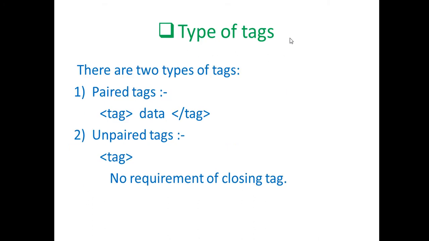So what are the types of tags? There are two types of tags: paired tags and unpaired tags. Paired tags have an opening tag and a closing tag. In the unpaired tag, there is no requirement of a closing tag.